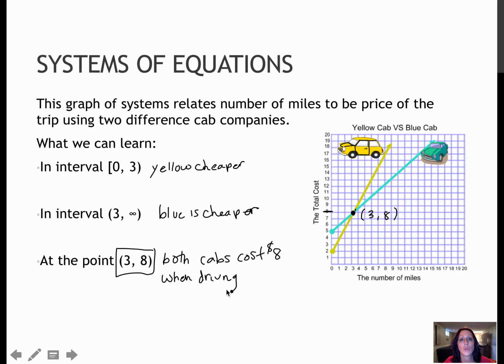We can see how this would be important to us: to not only find when things are equal to each other, but also find when one is more or less expensive than the other.